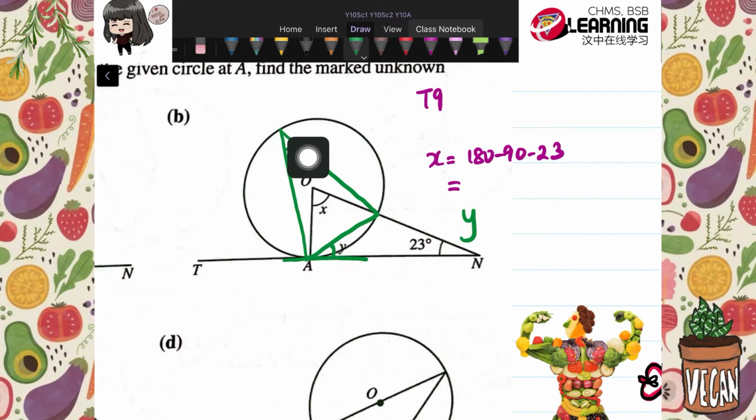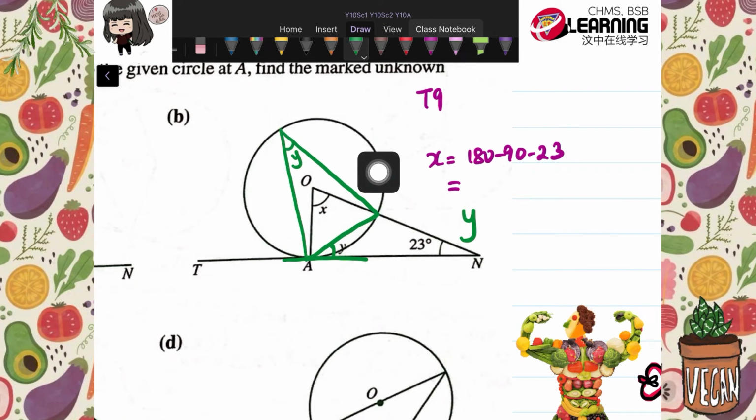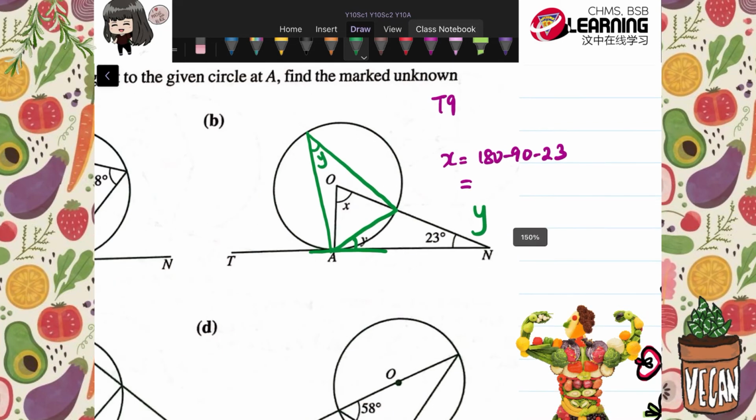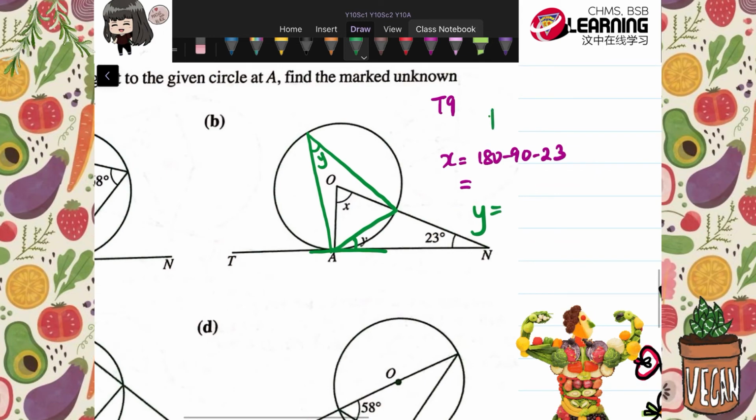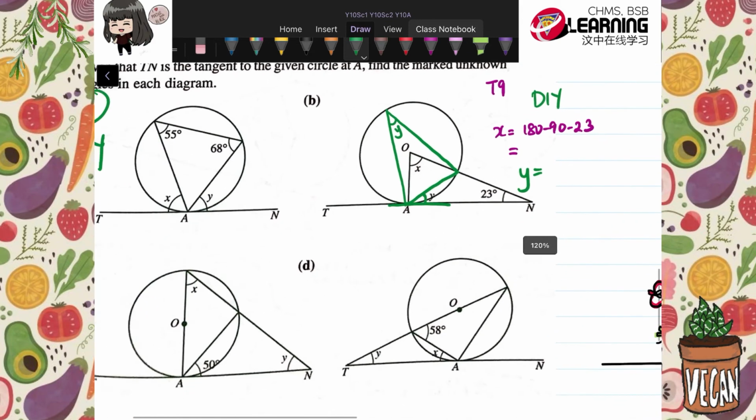So to find this y, you just need to divide by 2 for the x, because this one is according to the angle at the center is twice the angle at the circumference. Okay, the twice theorem, remember? So after you found this x, you can just divide by 2 to find the y. That's it. Okay, easy? So this one you do it by your own. I give you the hint already on how to do this question.